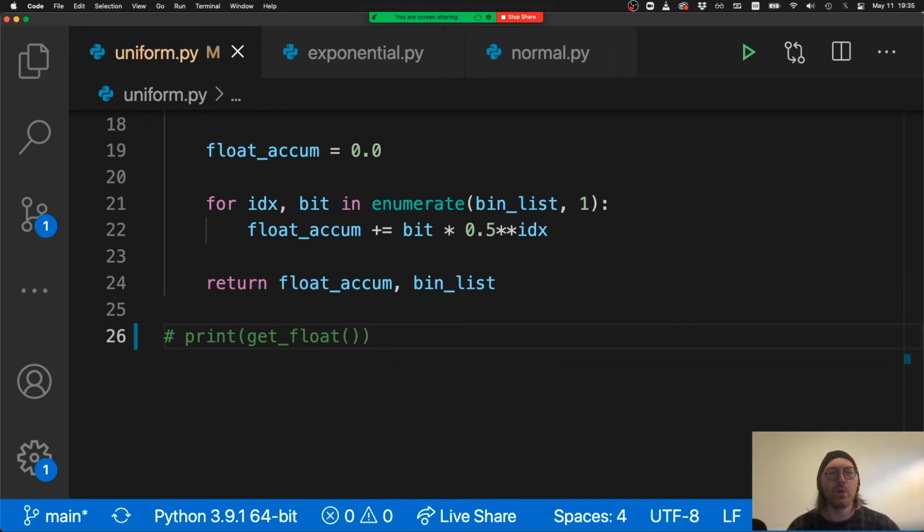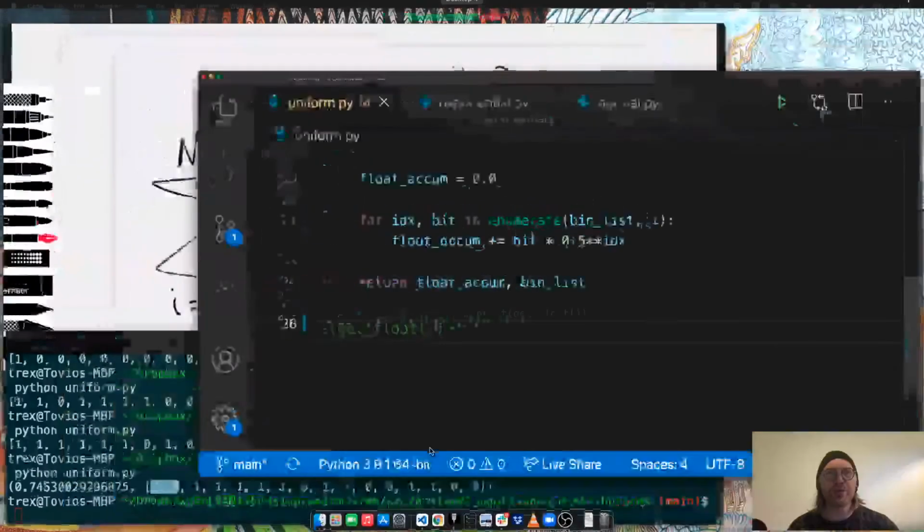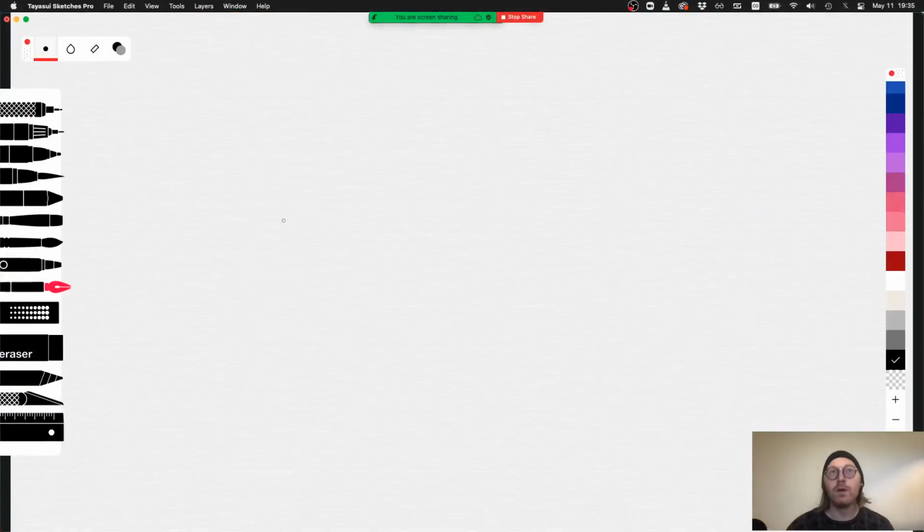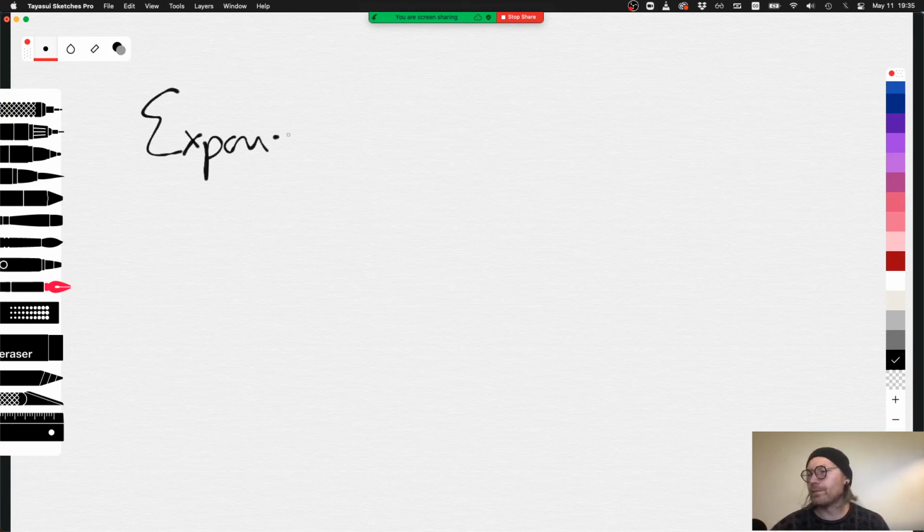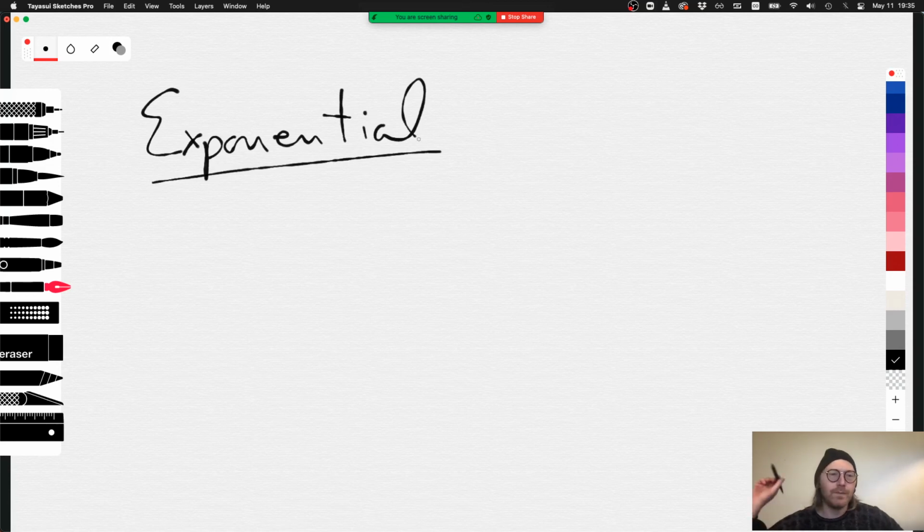So we're going to think about another distribution here, the exponential distribution. So what I want you to take away from this, if you take away nothing else, remember that the exponential distribution models the time between Poisson events. So what do I mean by that?